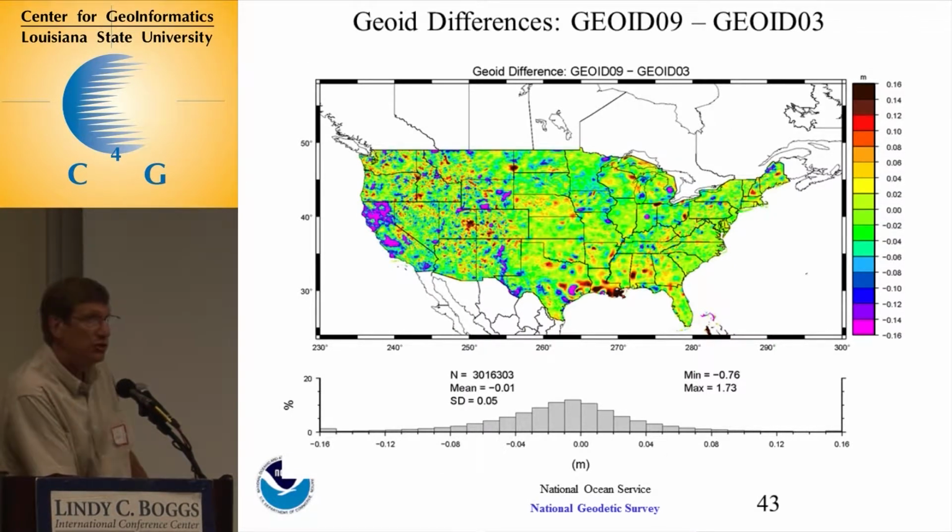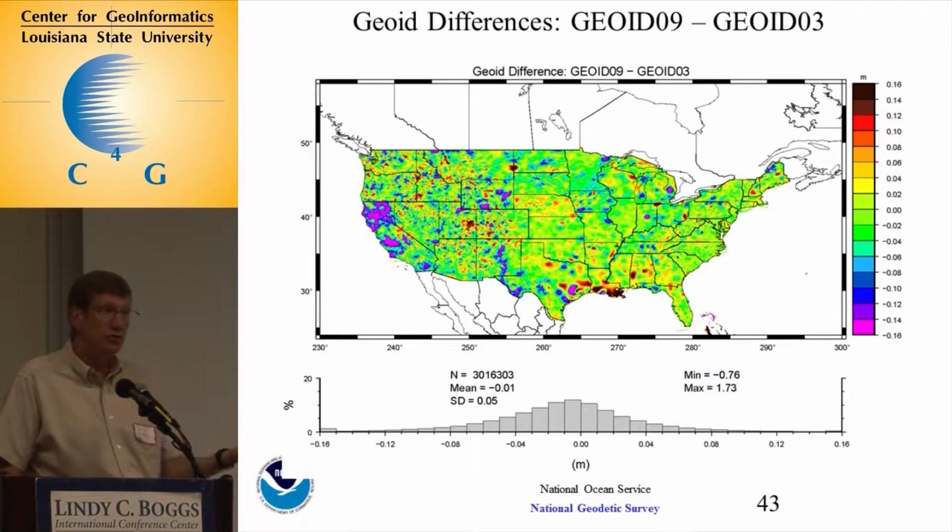This is the difference between Geoid 09 and 03. Once again, you can see these numbers range from about minus 16 to plus 16 centimeters. That's in meters. But you can see little pockets that are much different. California, southern Louisiana, but all these little differences from this light green, there were changes between the two geoid models.